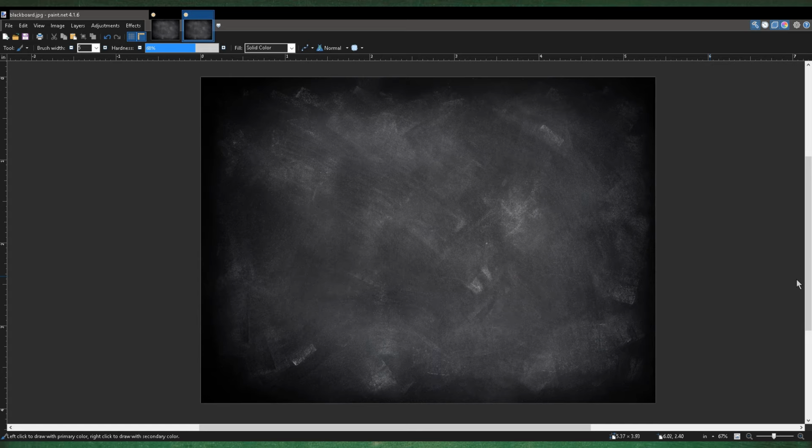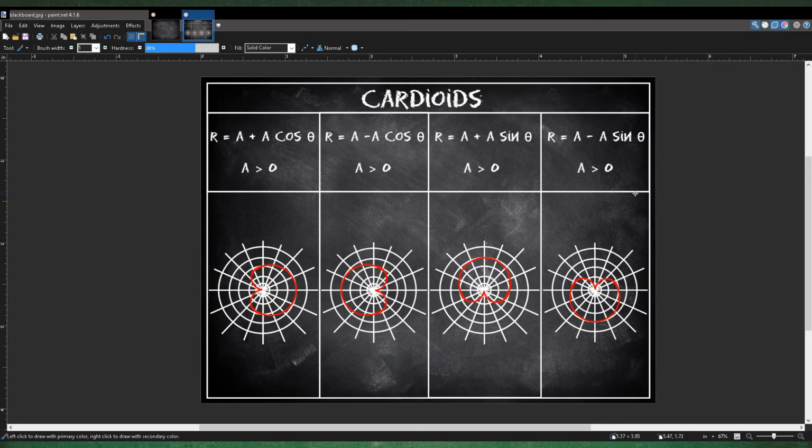Okay, the next one that we're going to talk about is cardioids. How do you remember cardioids? Just remember the cardiac system in your body. Cardiac is talking about your heart, and that's what it looks like. It looks like a heart, basically, and it follows the equation r = a + a cos θ, a - a cos θ, a + a sin θ, and a - a sin θ, basically.